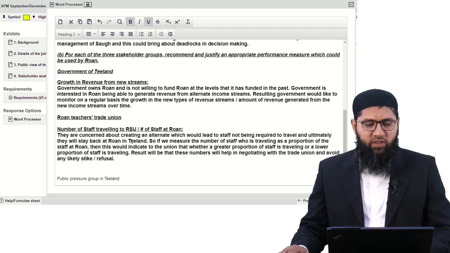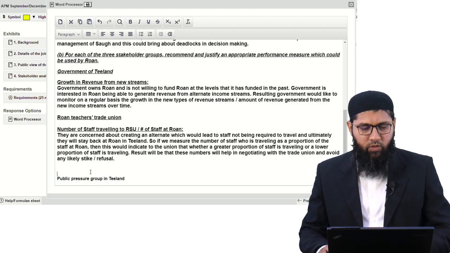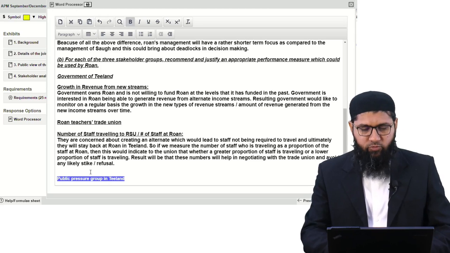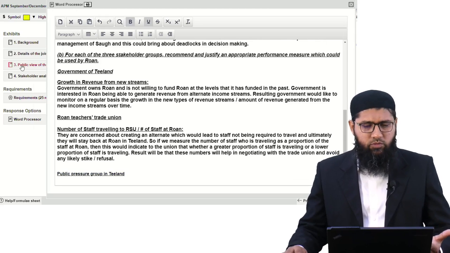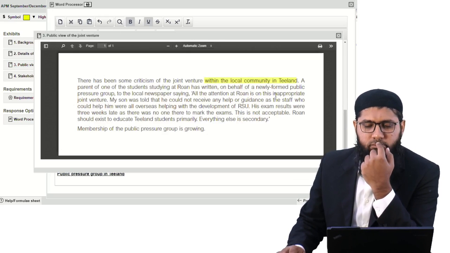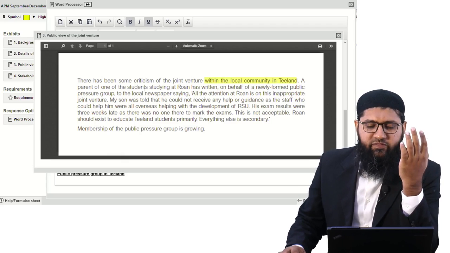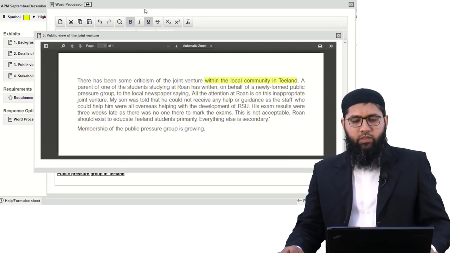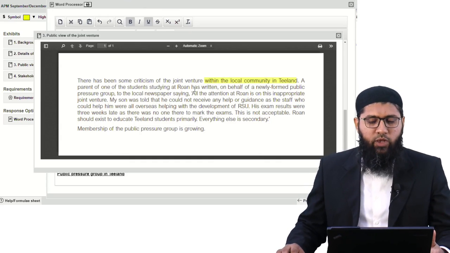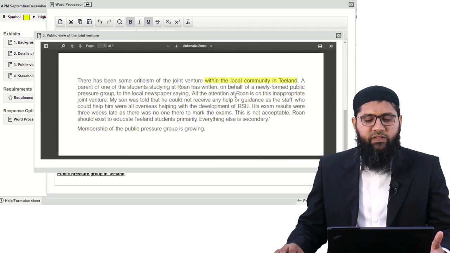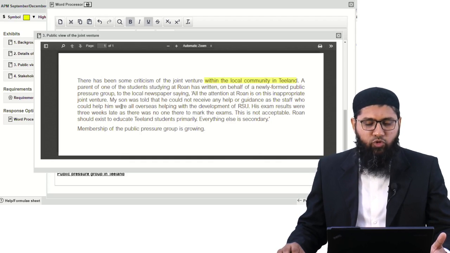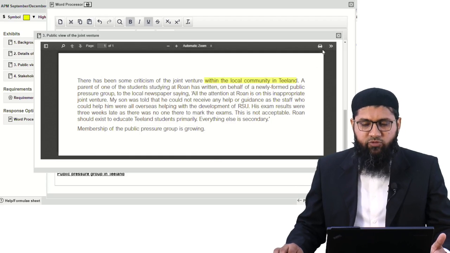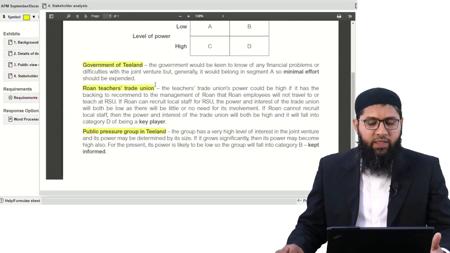Now, there's this last one, which is the public pressure groups in T-Land. So what is the public pressure group requiring us to do? Let's talk about them. A parent of the students studying at Roan has written, on behalf of a newly formed public pressure group, to the local newspaper: all the attention at Roan is on this inappropriate joint venture. My son was told that he could not receive any help, as the staff who could help him were all overseas. So they are just concerned about the guidance, the focus, the attention that their kids are not getting.